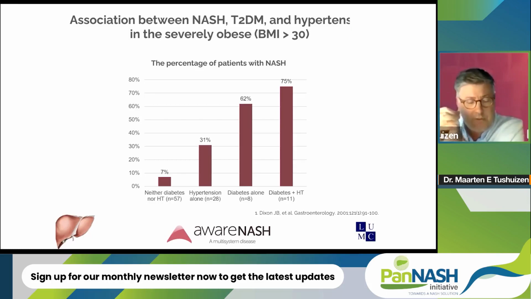This figure shows you the association between type 2 diabetes and hypertension in patients with NASH. If a patient has neither of these conditions, the prevalence of NASH is only 7%. But if you have both type 2 diabetes and hypertension, the prevalence of NASH is 75%. So it's enormous.